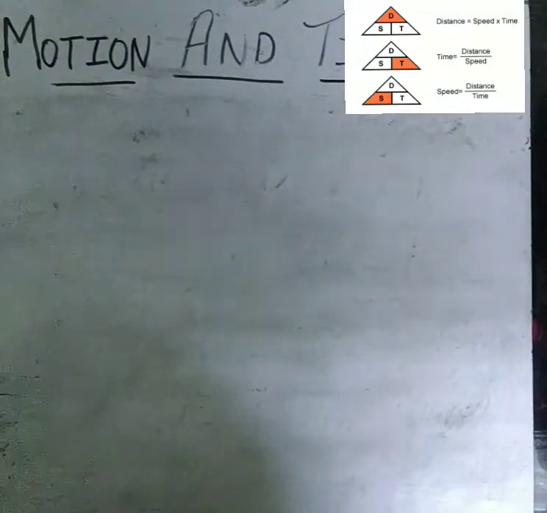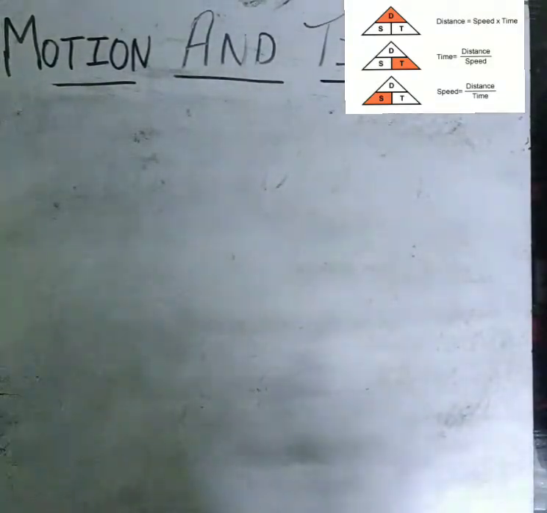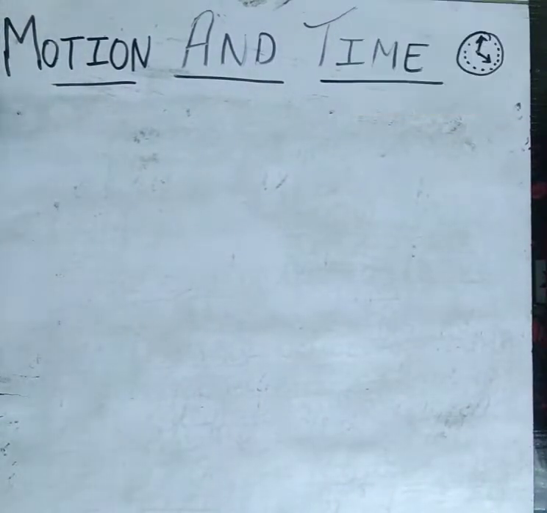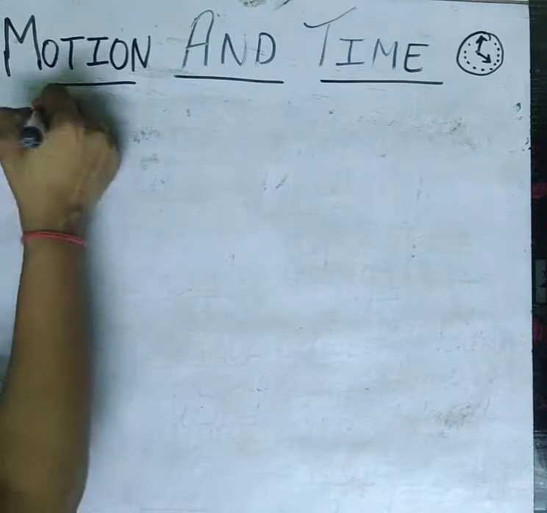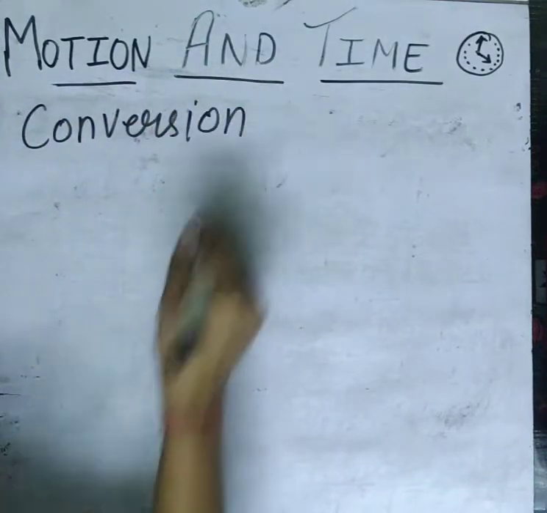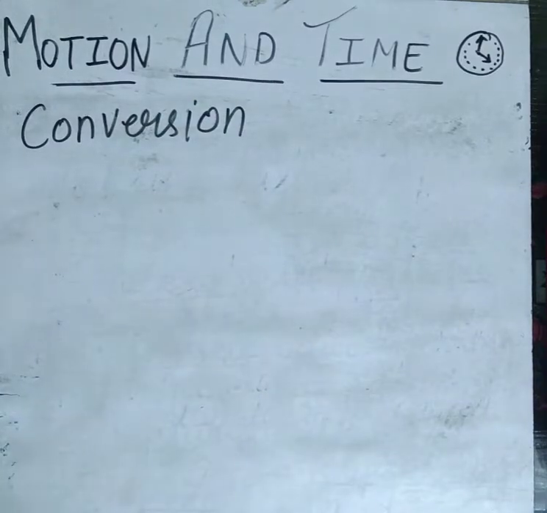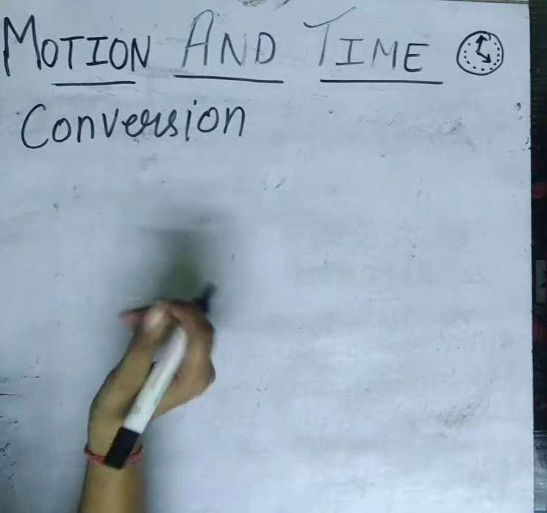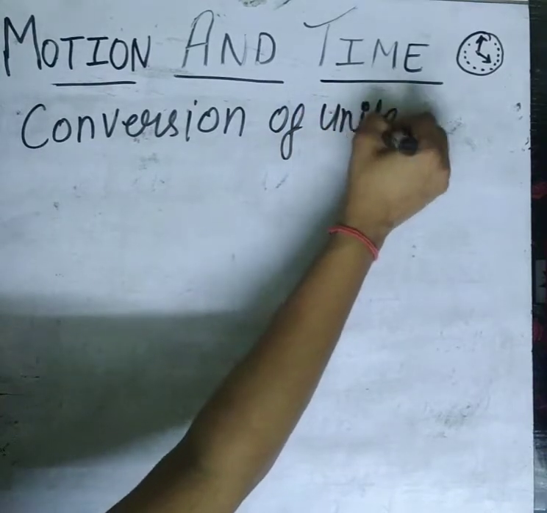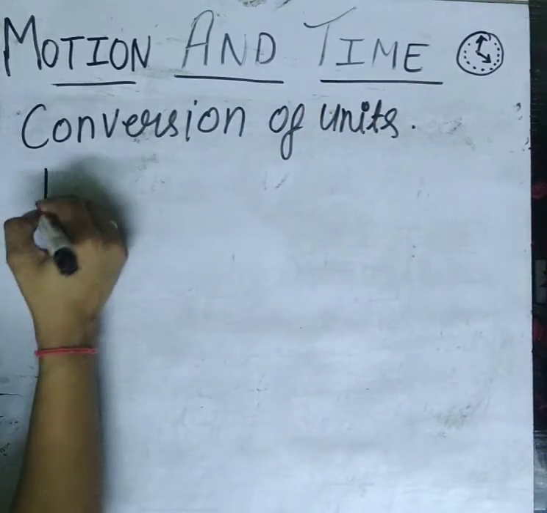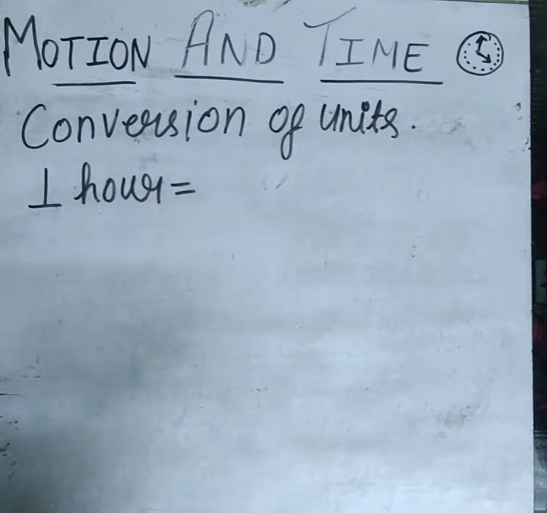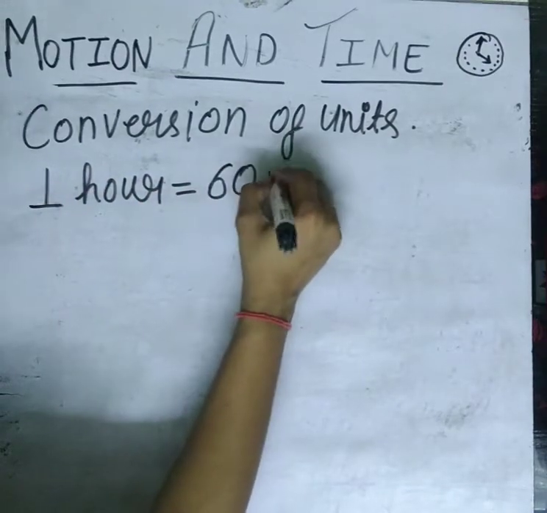So before moving on, I would like to introduce the concept of conversion of units here, so that you can get to know how you have to convert these various units. So for this conversion of units, we have to go back to our primary section and see whether you can remember certain things or not. Like the first thing is that how many minutes are there in 1 hour? So I think the answer would be 60 minutes.